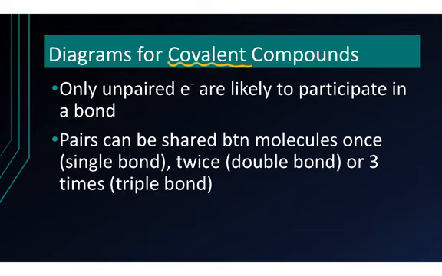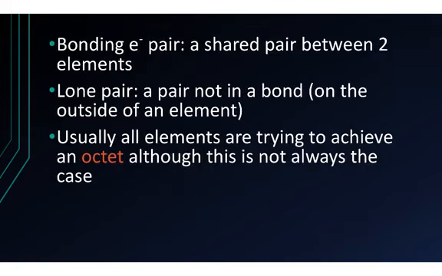So when we have electrons, we're only usually trying to pair electrons up to fill orbitals. Pairs can be shared between molecules once, making a single bond, which is the most common. They can also be shared twice, which makes double bonds, or even 3 times, which makes triple bonds. So you'll see all of these types of bonds being made when we do covalent bonding pictures. The bonding electron pair is the shared pair of electrons between elements. So this is just some terminology. A lone pair is a pair of electrons that's not in a bond. So this would be on the outside of an element, for instance.